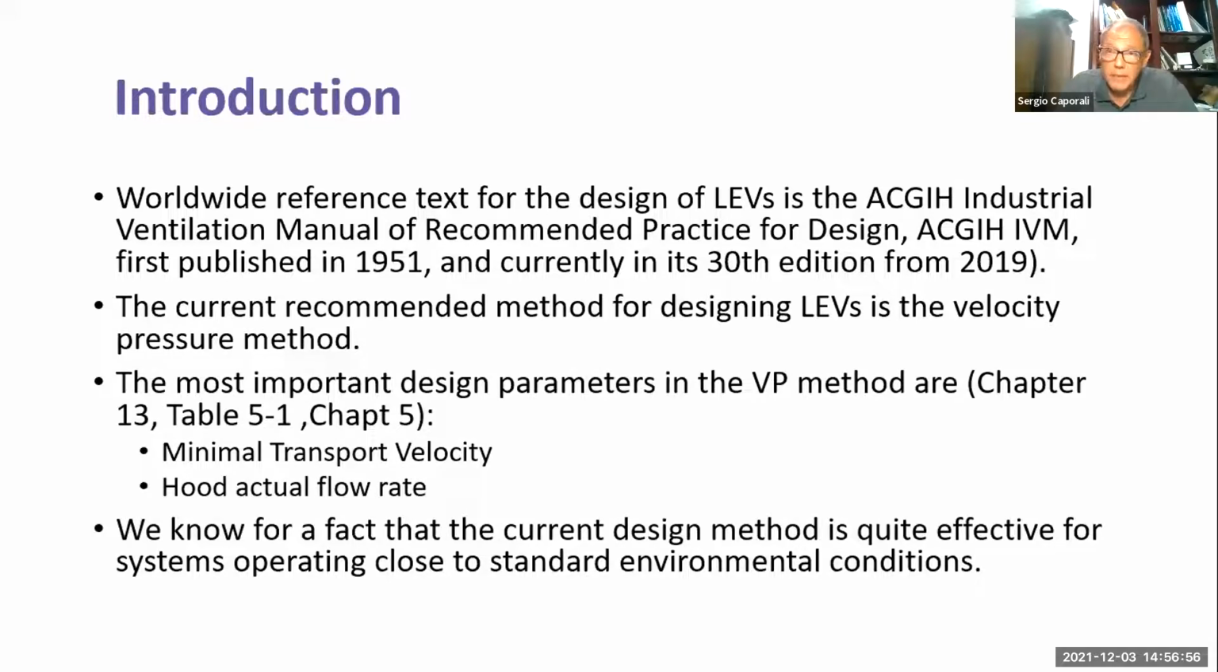The two primary parameters for designing an industrial ventilation system for the extraction of contaminants in the workplace are the minimum transport velocity and the hood actual flow rate. We know for a fact that the current design method is quite effective for systems that operate close to standard environmental conditions.